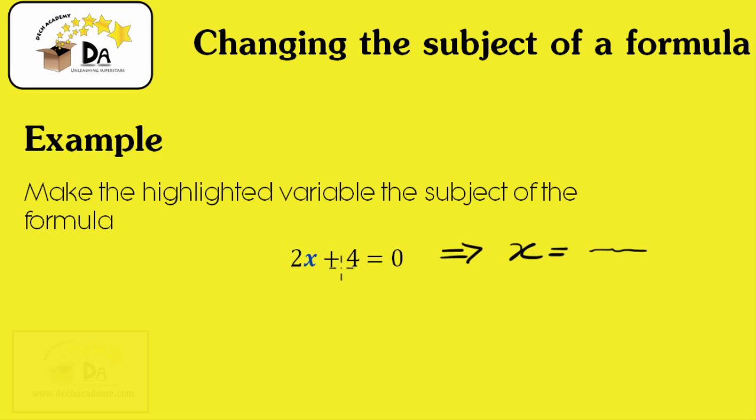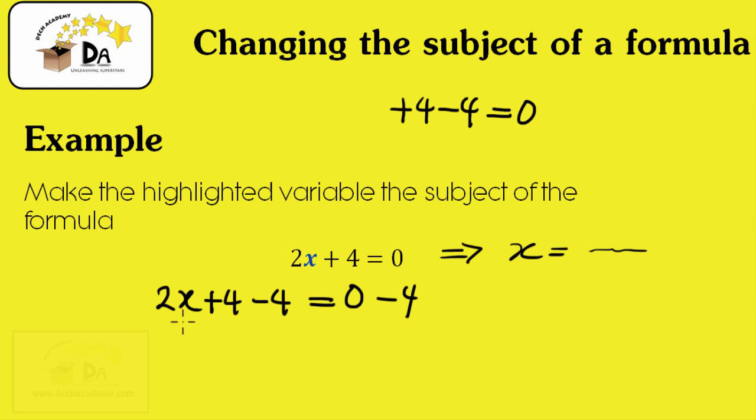Okay, so to get rid of plus 4, you need to subtract 4 from this side, because subtracting 4 from plus 4 gives 0. Plus 4 and minus 4 are the additive inverses of each other. But whatever we do to the left hand side, we have to do to the right hand side to preserve the equality of the equation, because after all, it is an equation and it must remain an equation. So subtracting 4 from both sides gives 2x plus 4 minus 4, then 0 minus 4. Simplifying gives 2x equals minus 4. As you can see here, 4 minus 4 gives 0.